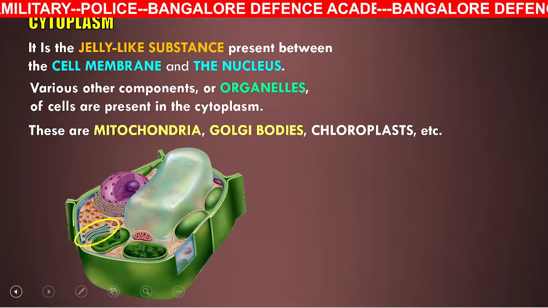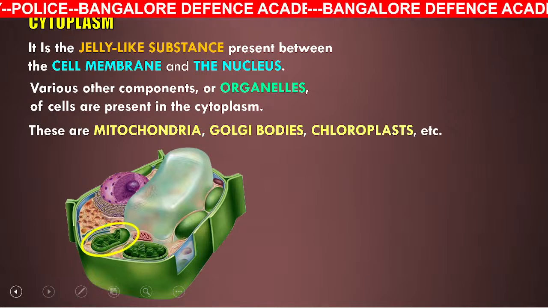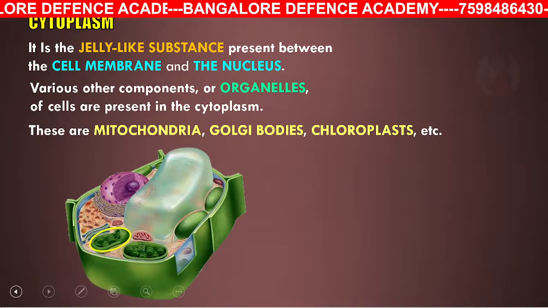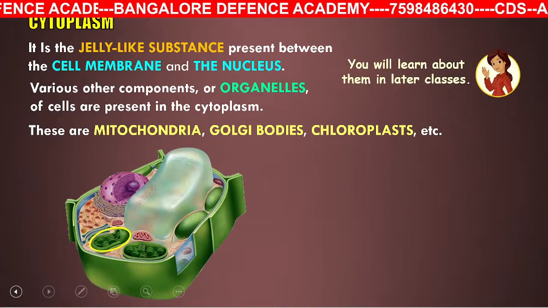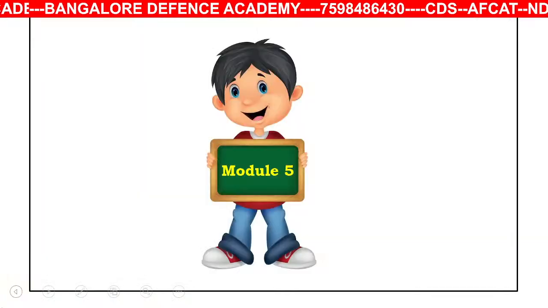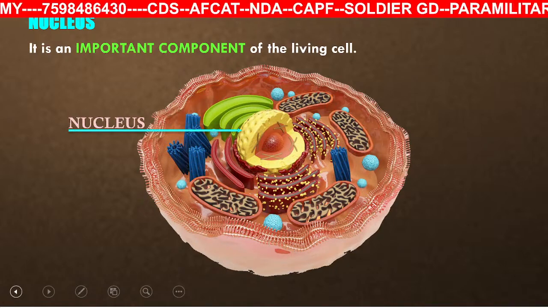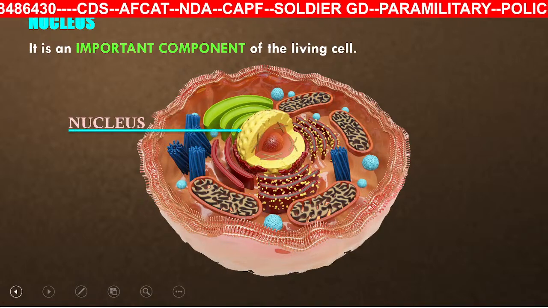Next, Golgi bodies. This is called Golgi bodies. Next, chloroplast. So this green color thing is called as what? Chloroplast. Okay. You will learn about them in the later classes. Don't worry about it. I'll teach you. Nucleus. Next, we are moving on to nucleus. So this is how the nucleus looks. It is an important component of the living cell.